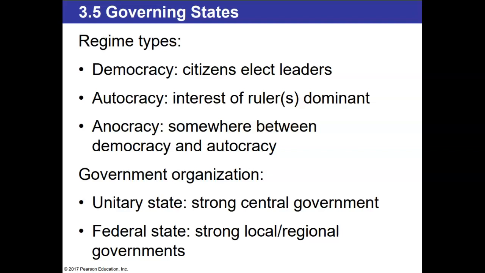In addition to regime types, we also have a consideration for how government is organized. A government may be organized as a unitary state, which is a strong central government, or a federal state with both strong local and regional governments. So this means more of the power in policymaking is in the hands of the local level versus the national level. Unitary states may be more common in smaller size states, and federal states would be more common in larger states.